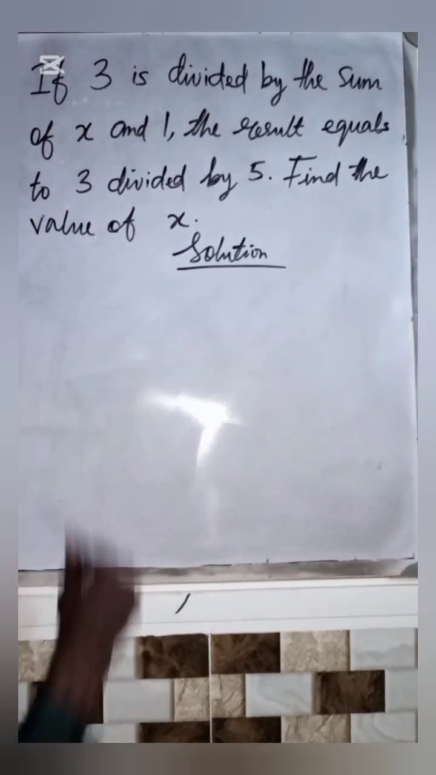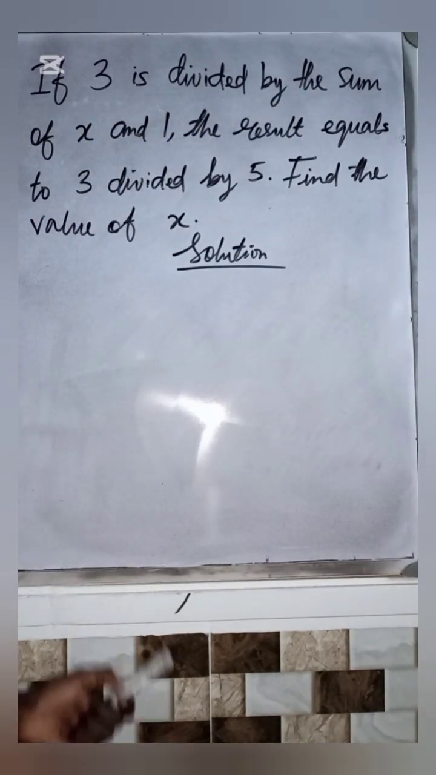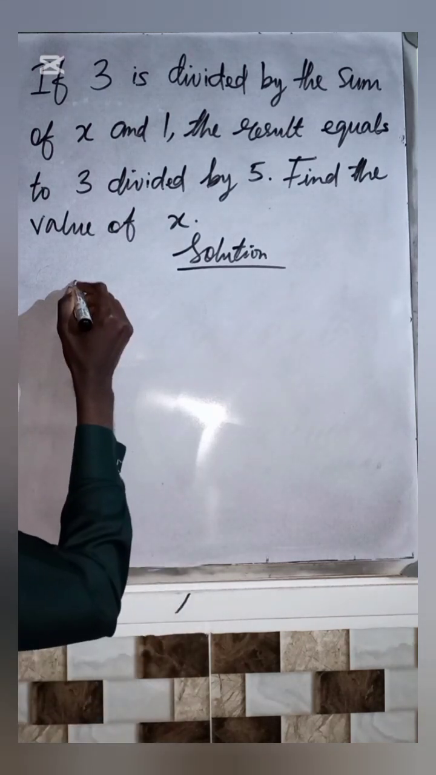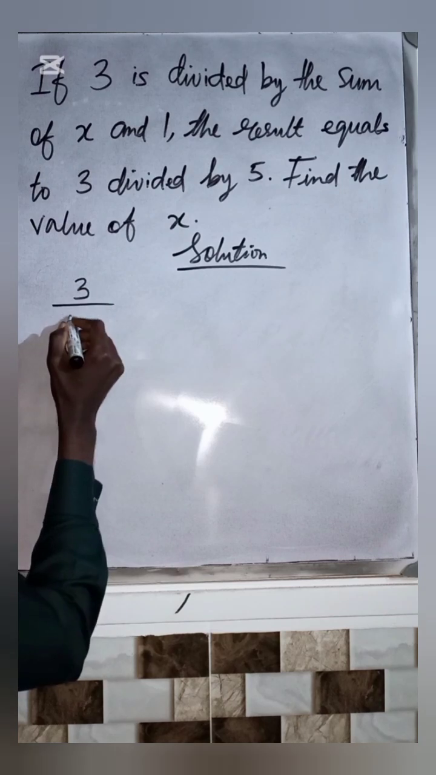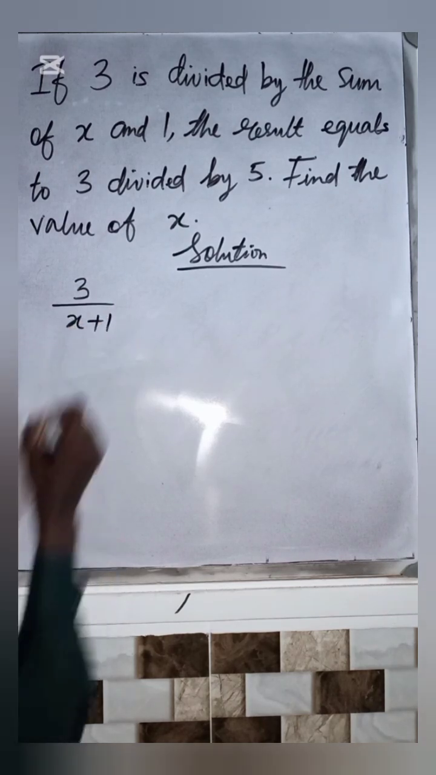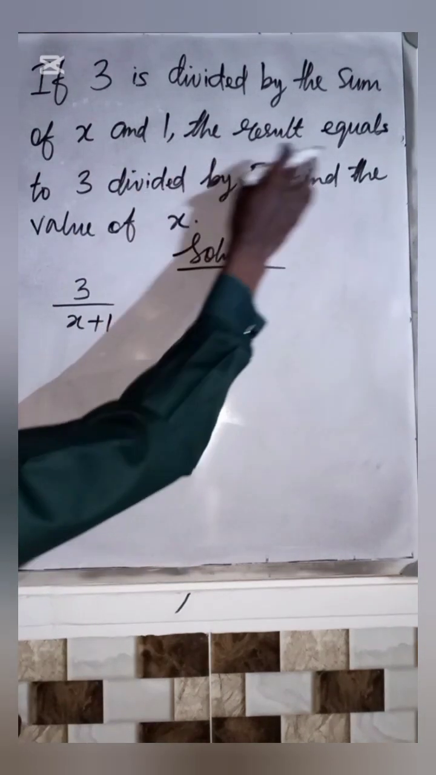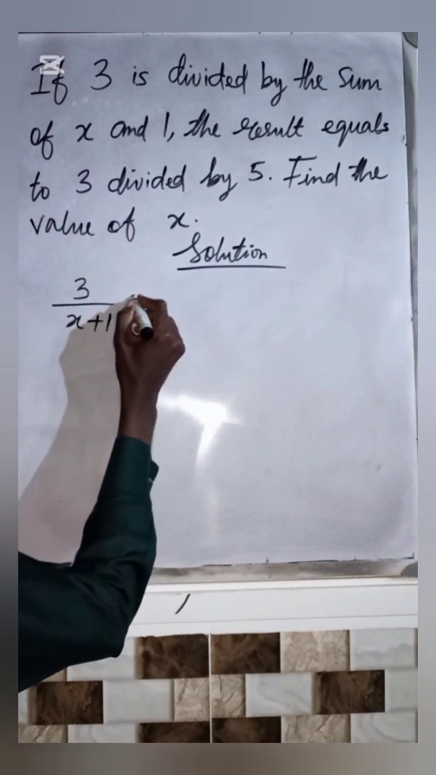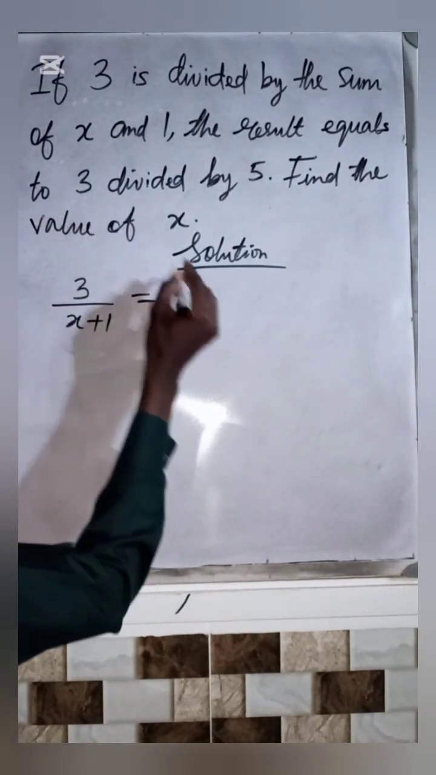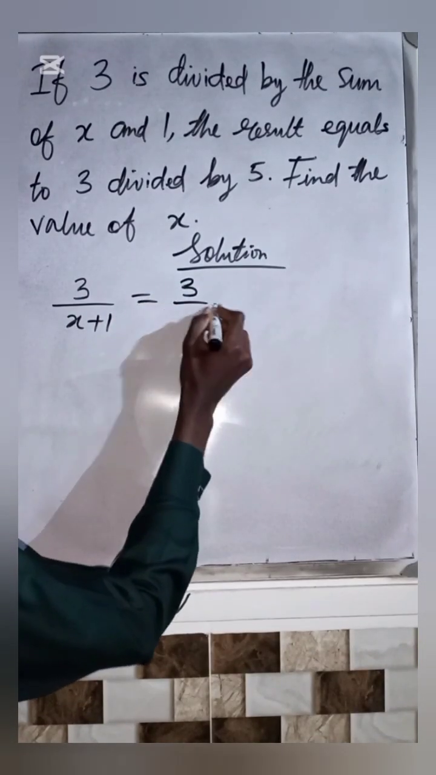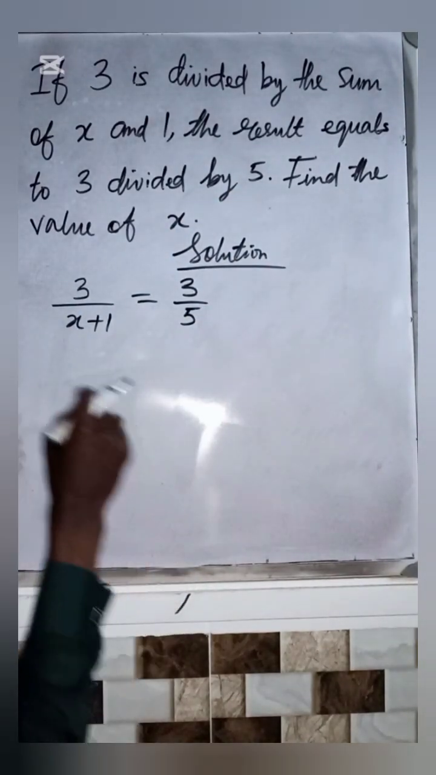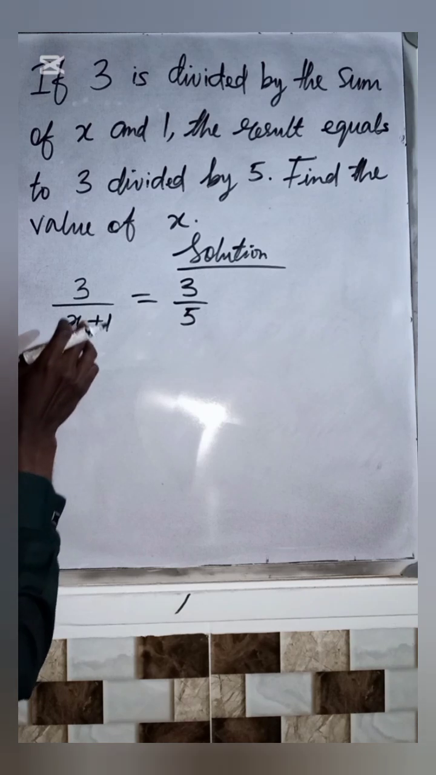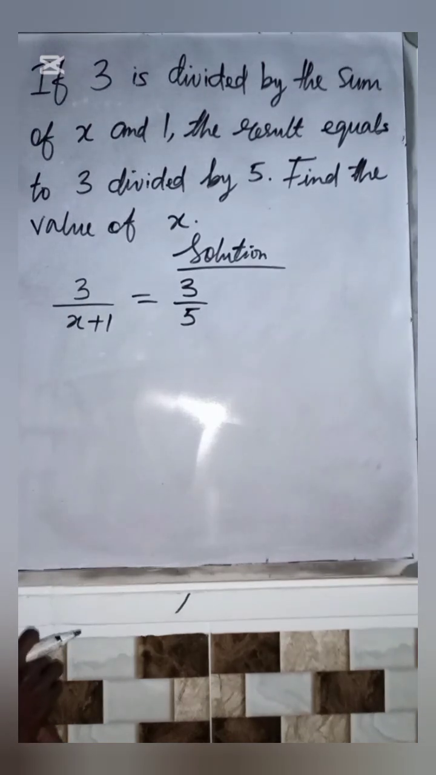3 is divided by the sum of x and 1. The sum of x and 1 simply means x plus 1. So 3 is divided by the sum of x and 1, which is x plus 1. The result is equal to 3 divided by 5. Find the value of x. So we need to get the value of x.